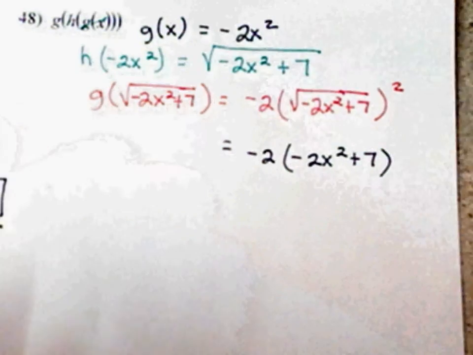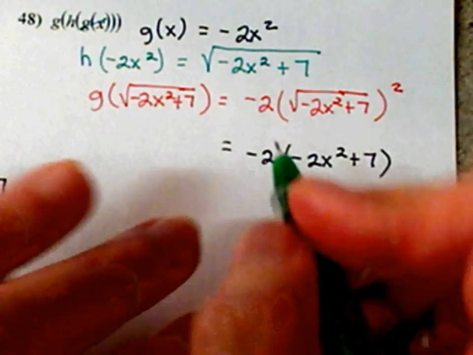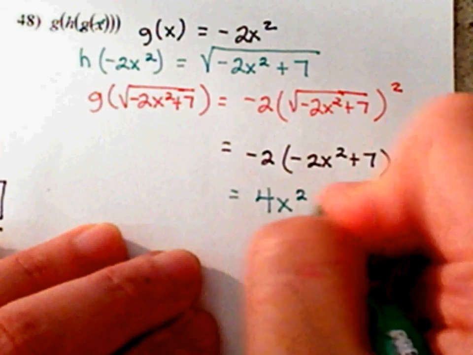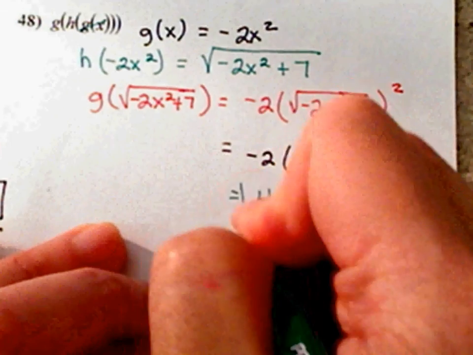And let's go ahead and distribute. Negative 2 times negative 2 is positive 4x squared minus 14. And there you have your final solution.